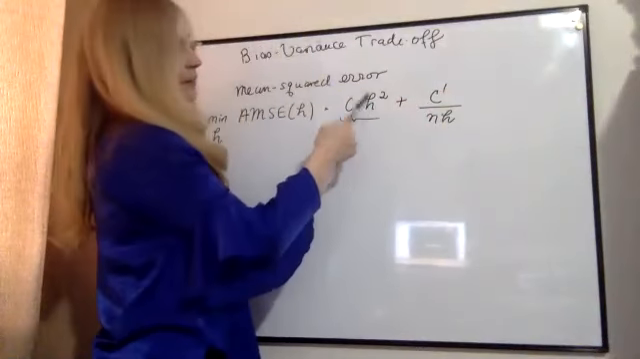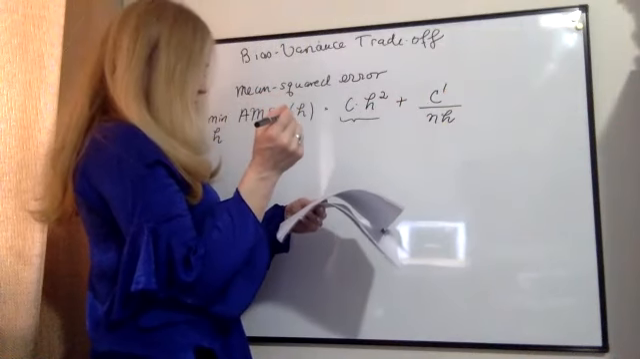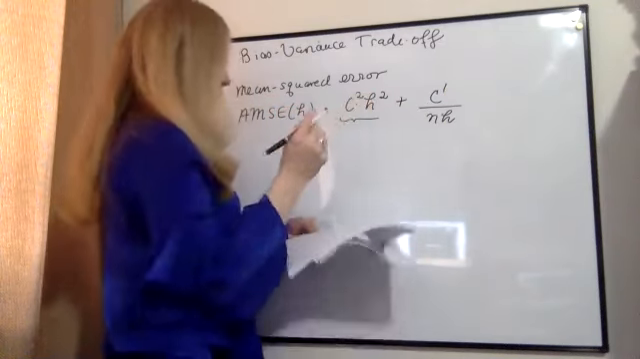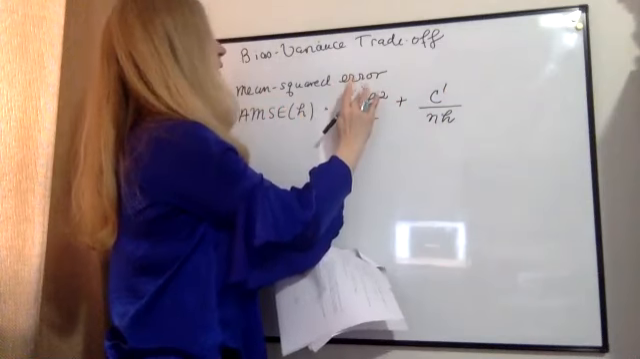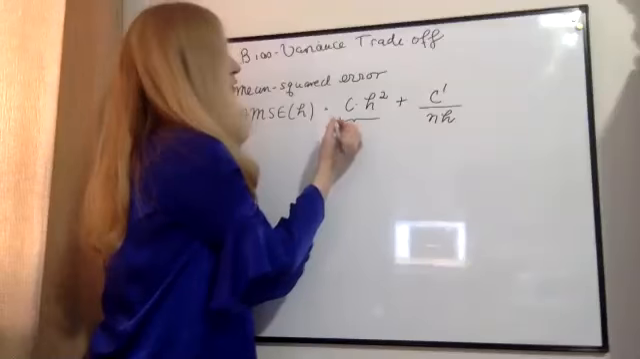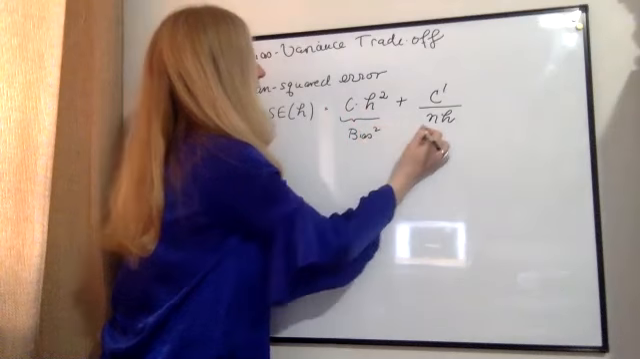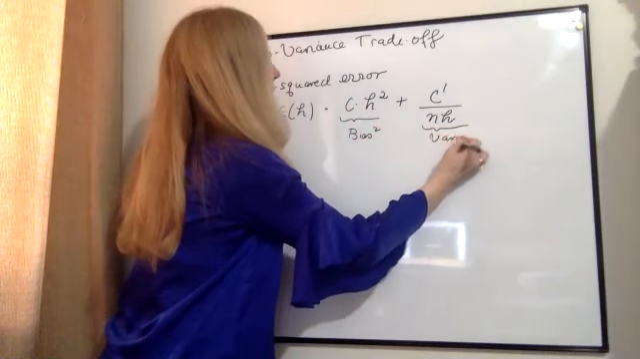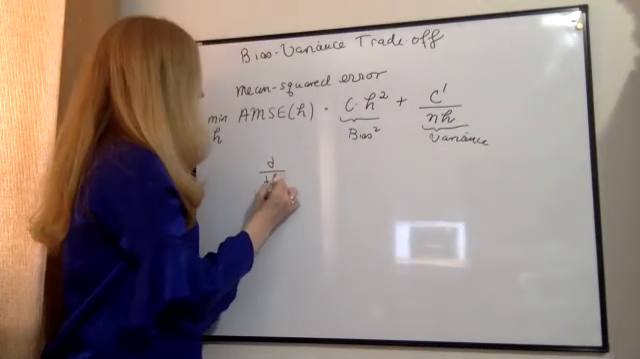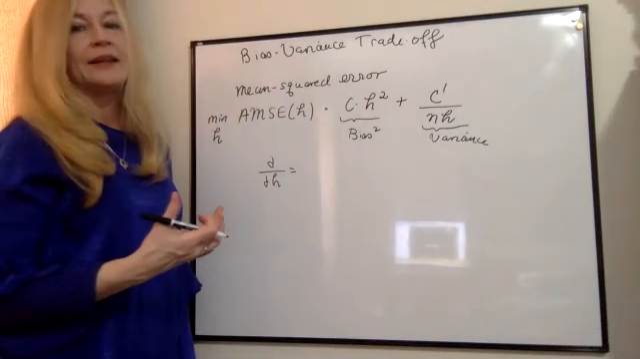The bias depended on h, but if we square the bias, I guess technically this would be C squared, but in the notes I just put C. We're abstracting from what the constant terms are. So this is going to be bias squared, and this is variance. Okay, so take the derivative with respect to h, and we'll come up with an optimal h as a function of n.